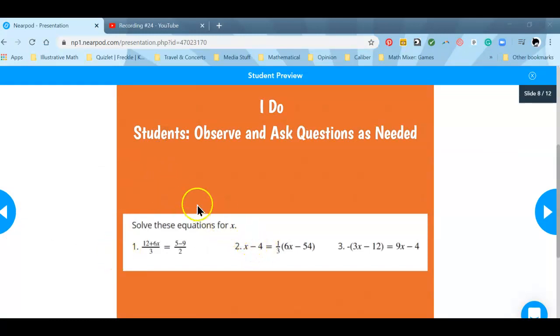Let's take a look at number 2. Number 2 is... oh, hold on, let me get my tools. So x minus 4 equals 1/3 times the quantity of 6x minus 54. All right, so there goes our original equation.